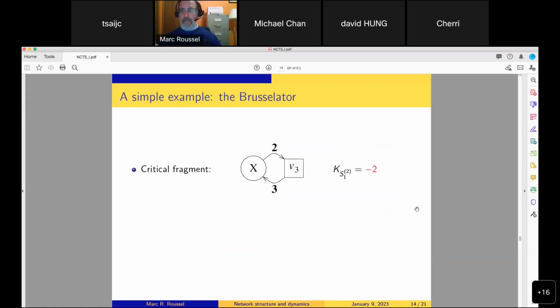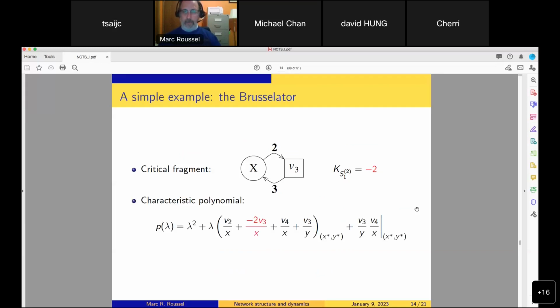So here's a really simple example. This is the Brusselator. Oh, right, I had introduced the Brusselator earlier, right? So it's a fairly simple model that oscillates. What is the critical fragment in the oscillator? There's exactly one of them, and it's this autocatalytic step. No great surprise, right? The autocatalytic step was put in there in order for it to oscillate. The coefficient of that fragment is -2.